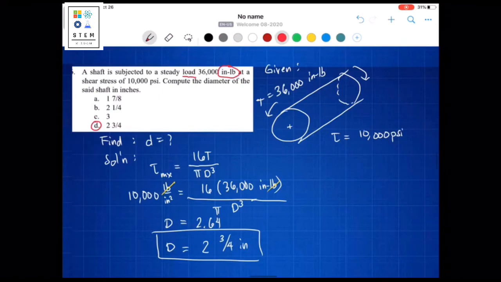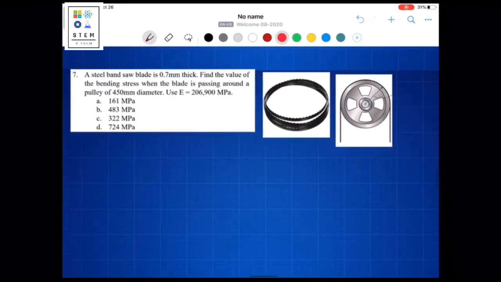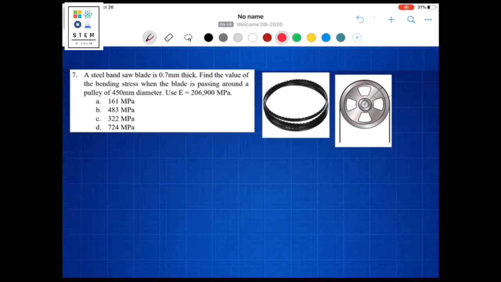Okay, so last problem. A steel bandsaw blade is 0.7 mm thick. So, ito yung tsura ng steel band. So, nilagay ko yung figure, yung actual picture. So, find the value of the bending stress when the blade is passing around a pulley. So, nilalagay sa pulley during cutting na may diameter daw na 450 mm. So, binigay niya yung modulus of elasticity. Pag hindi binigay, okay lang dahil binanggit naman steel. Pag hindi binanggit, i-assume na steel.